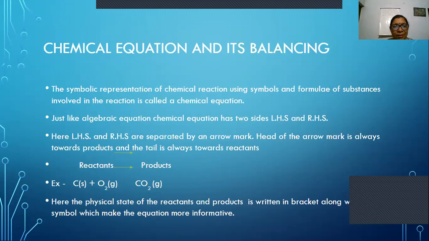Just see in the text. Example, C plus O2 gives CO2. Here, the physical state of the reactants and products is written in brackets along with the symbol, which makes the equation more informative. And this is the good way to represent the equation.